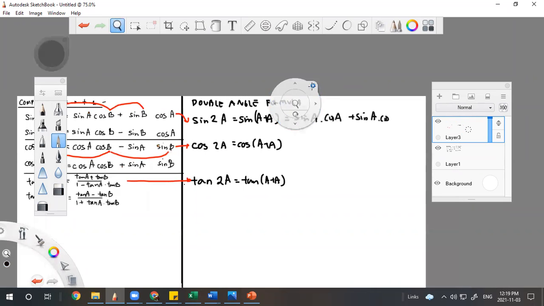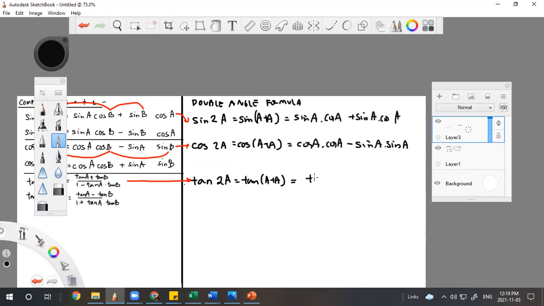Every b is a, right? And here, every b is a also. Make sure minus. Okay, and how about this? Right?